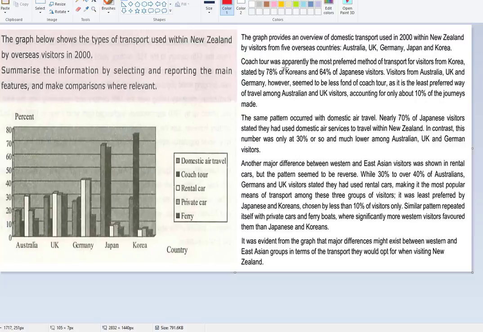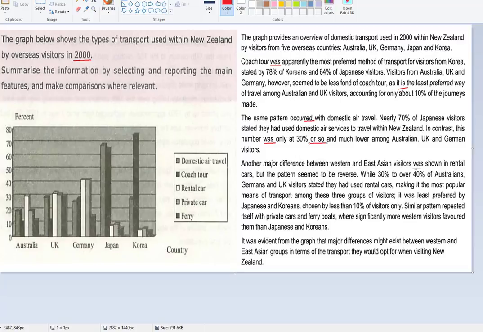Was the most preferred method, so we have this is a specific date, so we're going to be using the past tense. As it is the line. Oh, why is this "is"? It should be "was", because we're talking about the past here. The same pattern occurred, because here the past tense is used. Past tense. Or so. I don't think we should be using phrases like "or so", although that's more of a lexical problem.